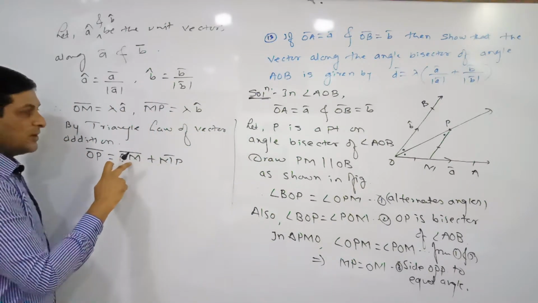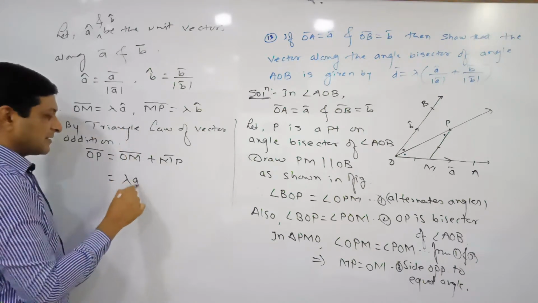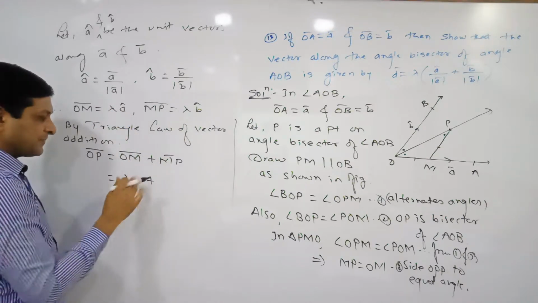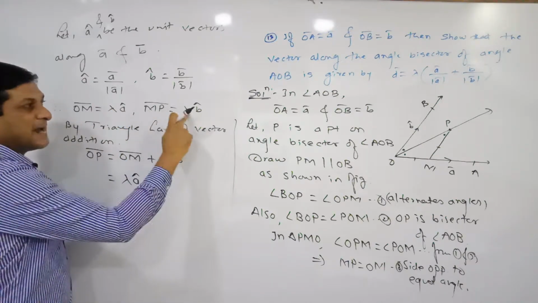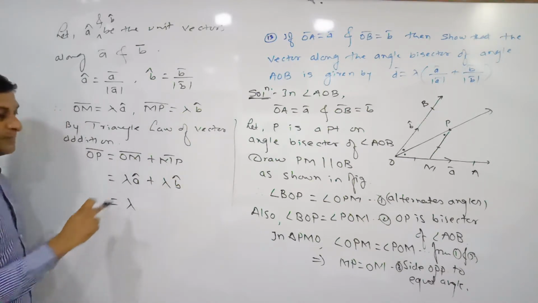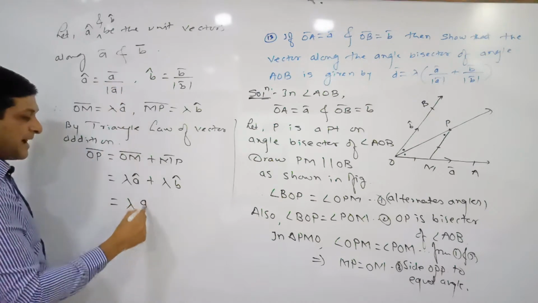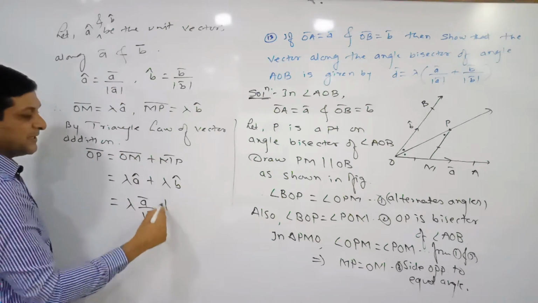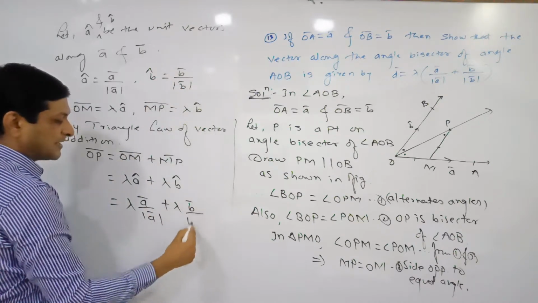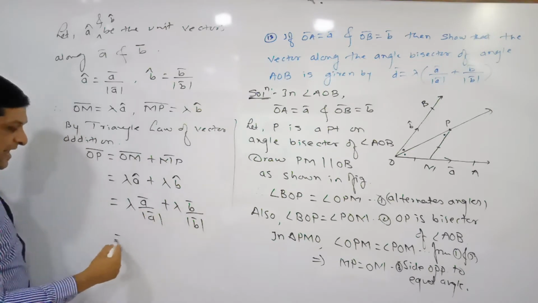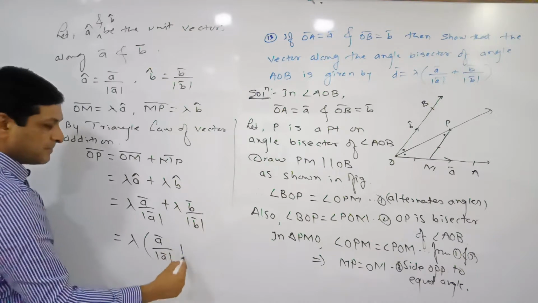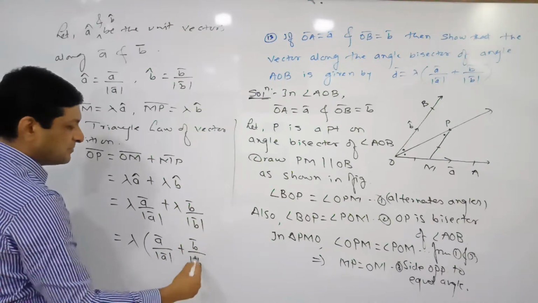Now we are replacing OM bar by lambda A cap and MP bar by lambda B cap. So this is equal to, keep this lambda as it is, but A cap can be replaced by A bar upon magnitude of A bar, plus lambda, keep it as it is, and B cap can be replaced by B bar upon magnitude of B bar. If we take lambda common from both the terms, what will we get here? A bar upon magnitude of A bar plus B bar upon magnitude of B bar.